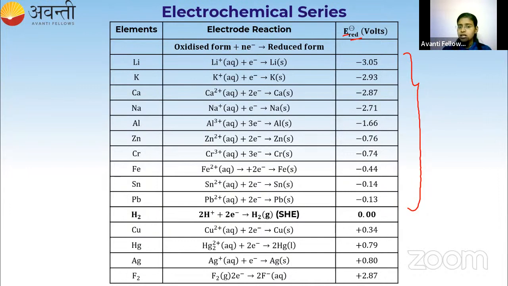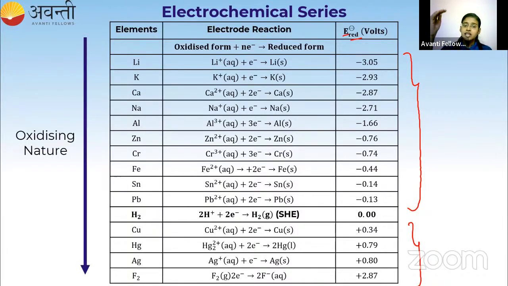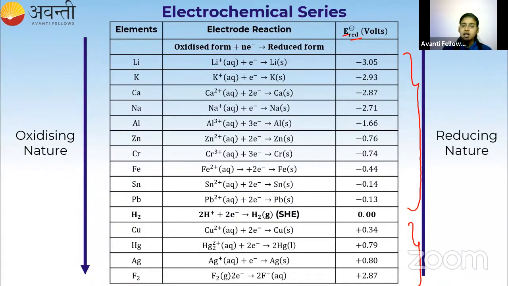So if an element or a metal has a more positive value, then it is called a strong oxidizing agent. So oxidizing nature increases from more negative, less negative, to more positive, and the reducing character is the opposite of this. Here at the top I have lithium, and it has the more negative value. So if something has a more negative E0 value, then it is a reducing agent. And if something has a more positive value, it is a strong oxidizing agent.